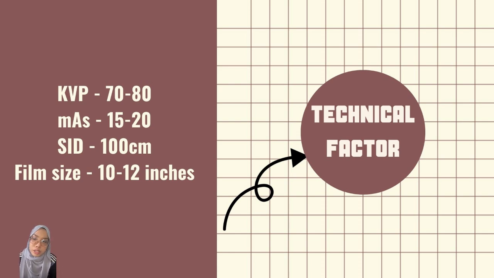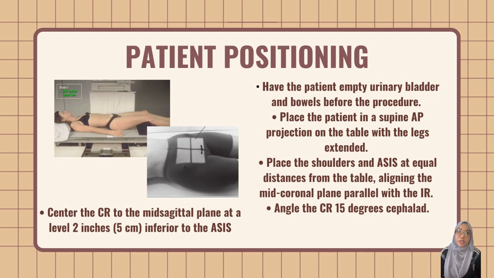For kVp, we usually use the range of 70 to 80 and 15 to 20 for mAs, and the SID should be 100. The film size of the cassette is usually 10 to 12 inches. Moving on to the next part, which is patient positioning of the sacrum AP view.